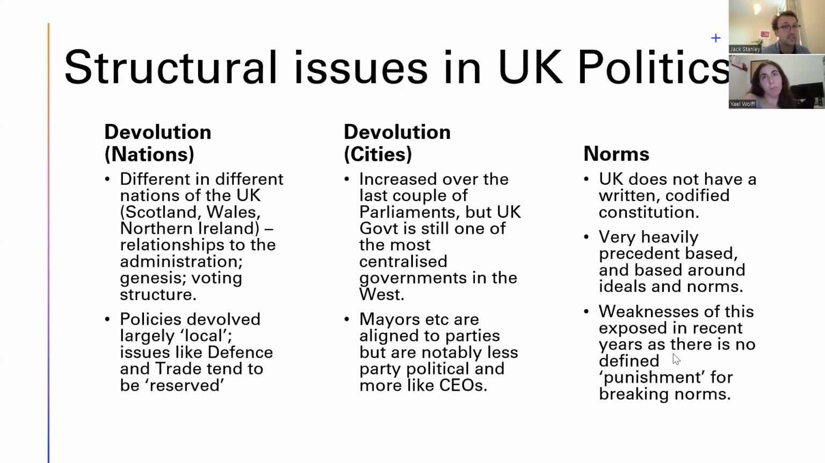The UK has one of the most centralised governments in the West, and we have increasingly started to give powers to different cities, but a lot of that tends to be on fairly marginal grounds. Mayors of sort of metropolitan areas and cities are aligned to political parties, but they are noticeably less party political and tribal, and much more about just doing sensible management, good things for their area.